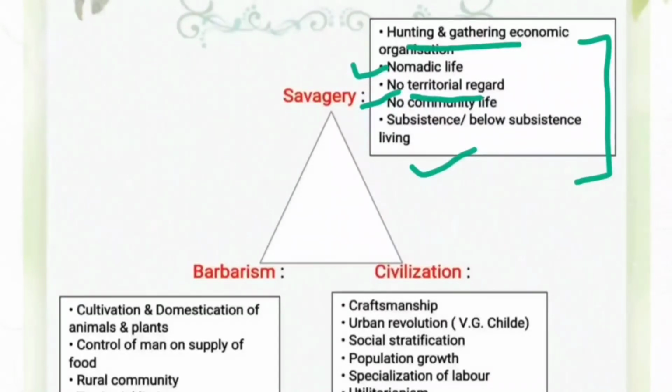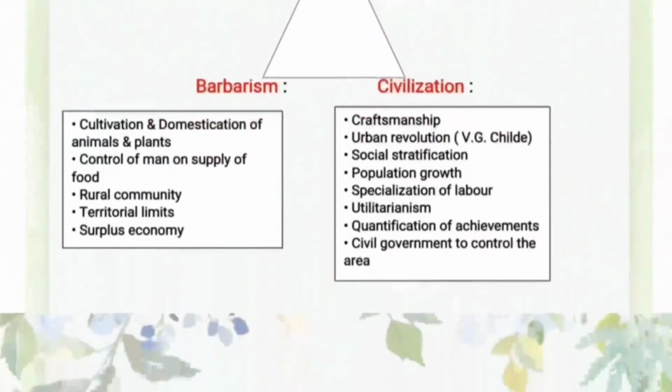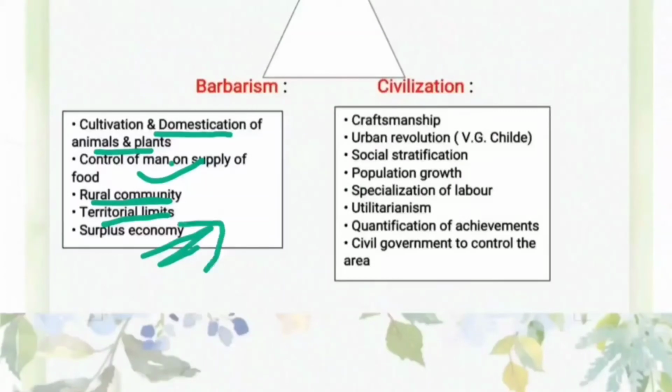Now when it was barbarism, the characteristics are that they are cultivators and domesticators of animals and plants, and man has control over the supply of food. That means they have a community system, and that too a rural community system. When there is a community, definitely they have a regard for territorial limits as well, and their economy is quite surplus.